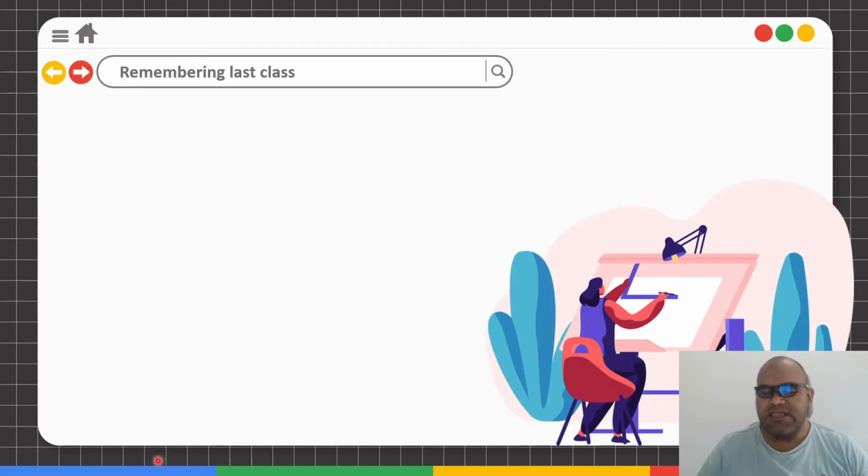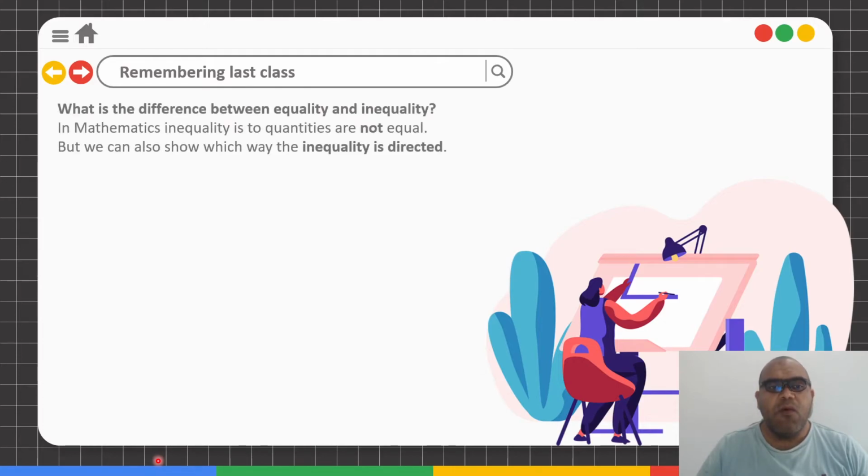Remembering last class, guys. Last class we learned a lot about the symbols, inequalities. Let's remember. What is the difference between equality and inequality? In mathematics, inequality is when two quantities are not equal. But we can also show which way the inequality is directed. Remember, I told you, inequality is not always a bad thing, but in math we can show which direction the inequality is going. Great.